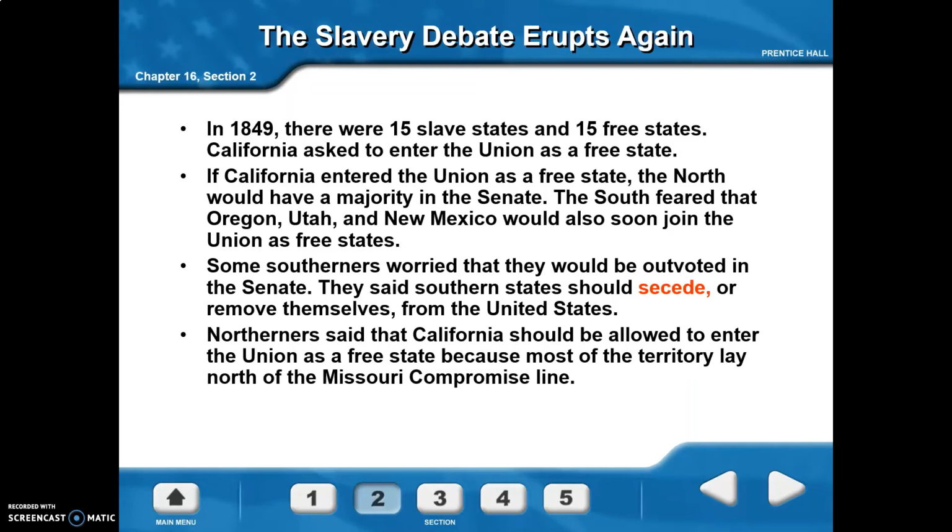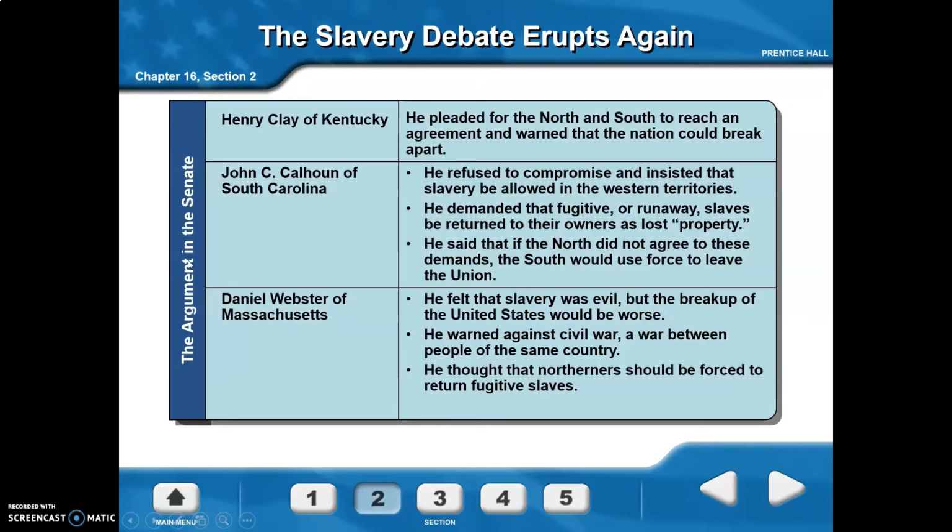So Northerners said that California should be allowed to enter the Union as a free state because most of the territory lay north of that Missouri Compromise line that was drawn out in 1820. All right, so we're going to look at the different arguments that the Senate had about this whole slavery debate and about California coming in as a free state and messing everything up.